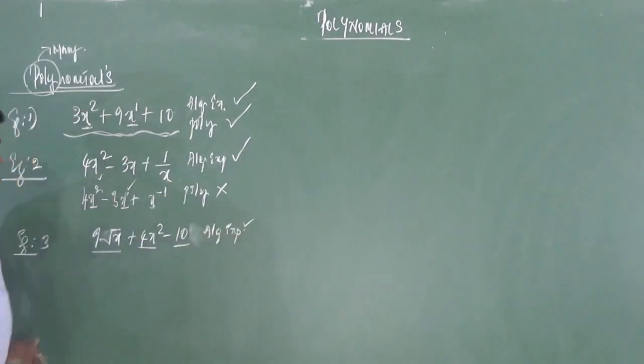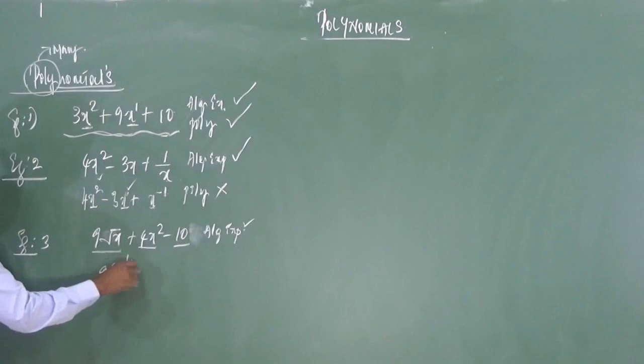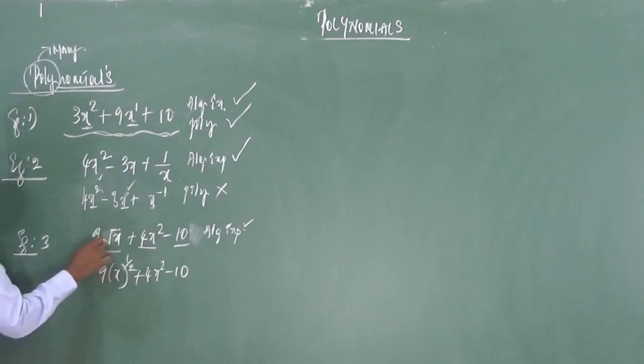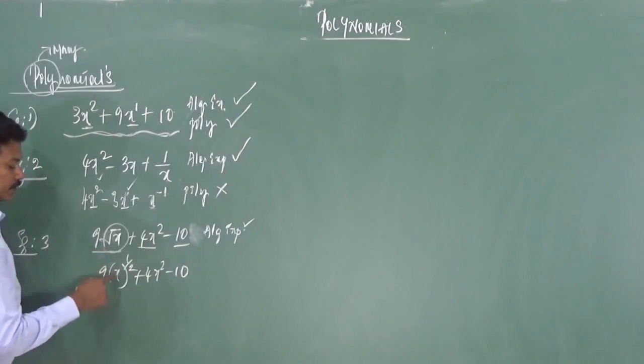Okay, it's an algebraic expression. So, I will rewrite this. 9 into x to the power 1 by 2, plus 4x square minus 10. So, root x is a surd actually. Root x is an irrational number. The exponential form of root x is x to the power 1 by 2.